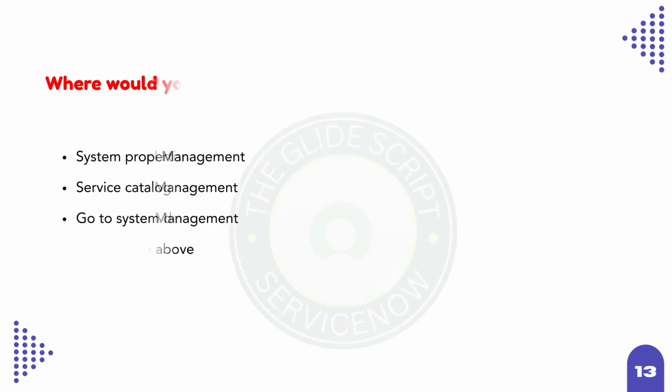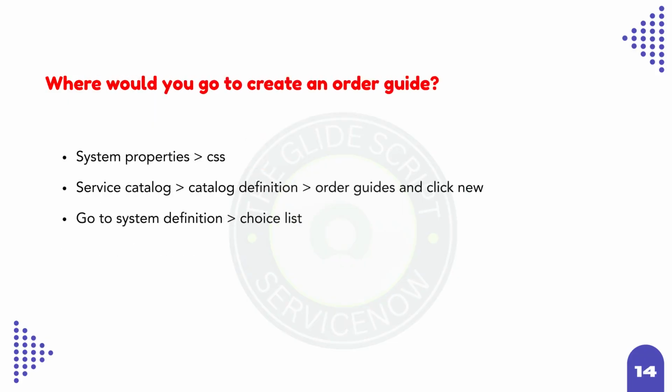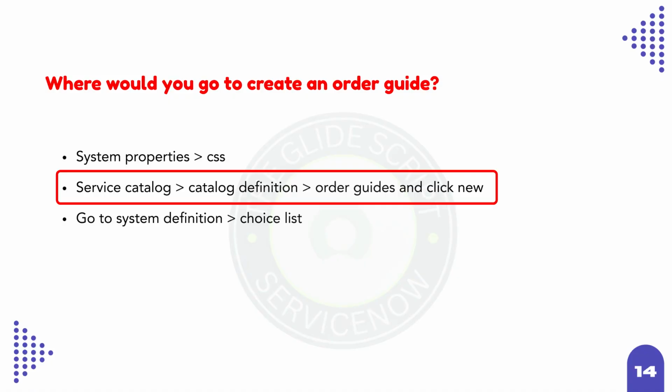Next is, where will you go to create an order guide? Only 3 options are given, and the correct option is under the service catalog. Under catalog definition, you will have to go to order guide and click new. So these are the correct steps for creating a new order guide.